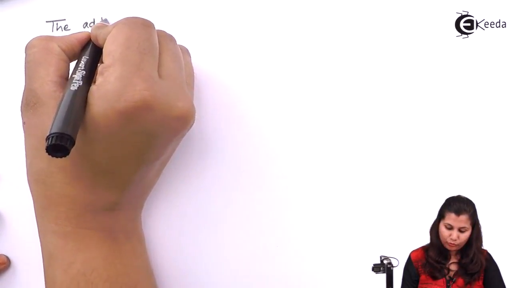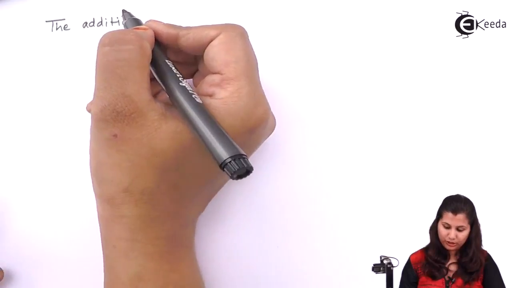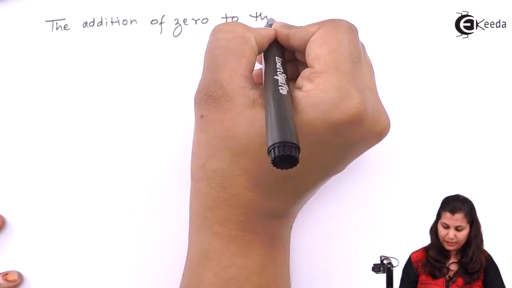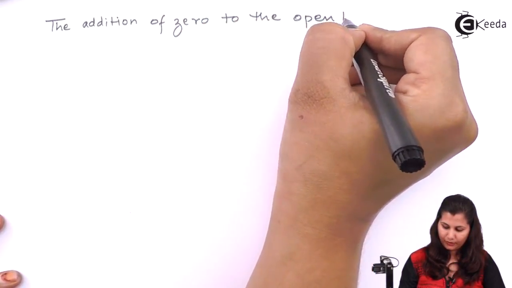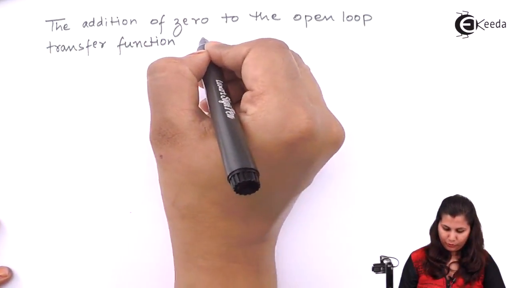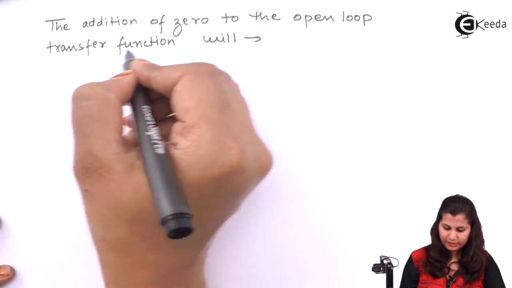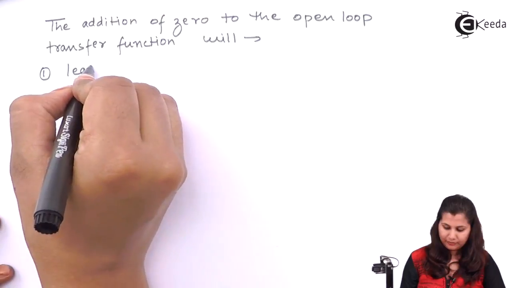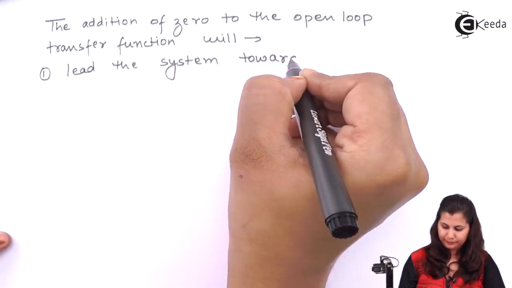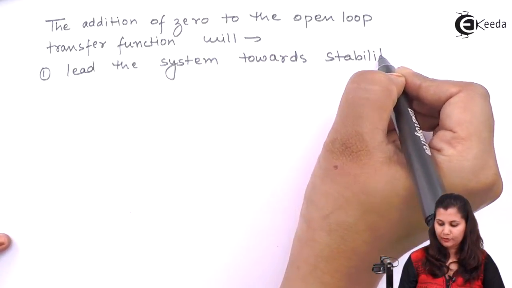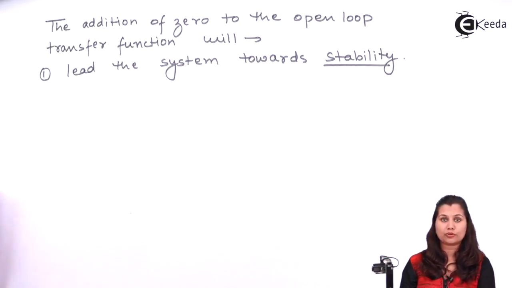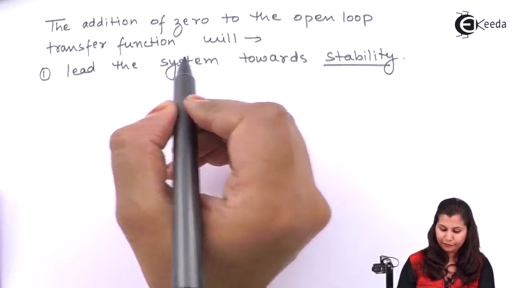First we will study what is the effect when we add a zero to the system. So the addition of a zero to the open loop transfer function will first lead the system towards stability. So if we add a zero, the system will become more stable. It is a good point because we want the system to be stable. So this is the first effect.